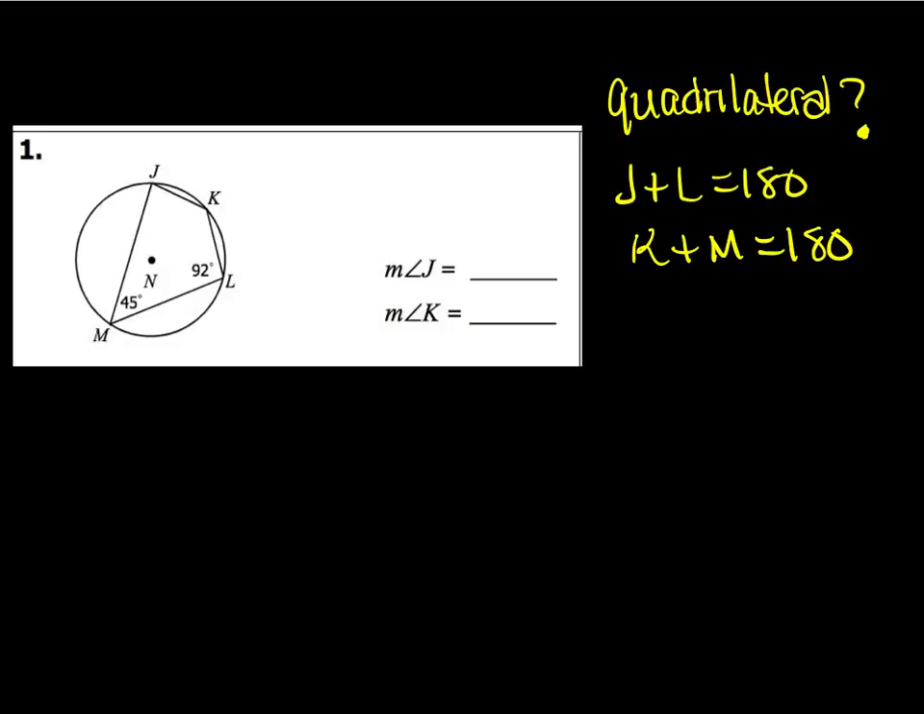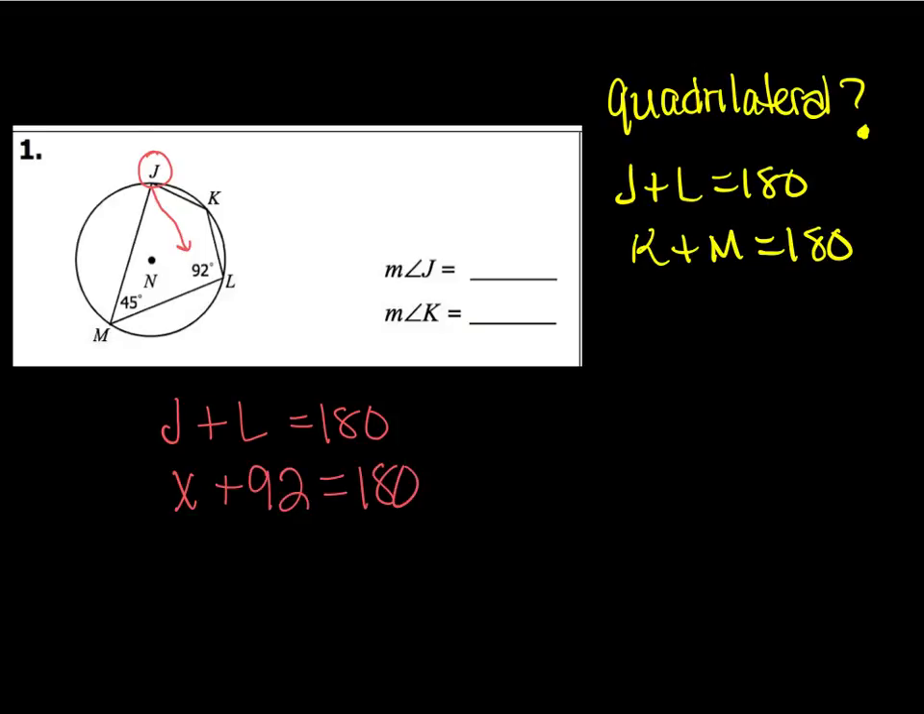The measure of angle J right here is across from L. So angle J plus L equals 180 degrees. Well, angle J we don't know, angle L is 92. So we solve, and what do we get? X is equal to 88, and that's angle J.